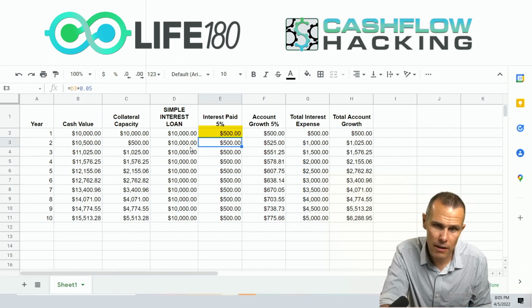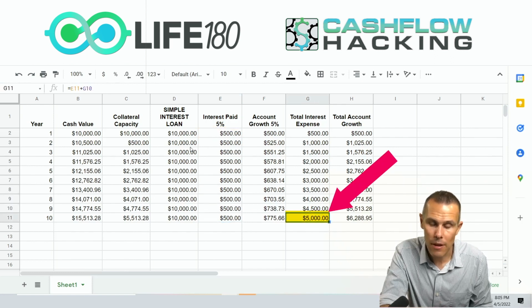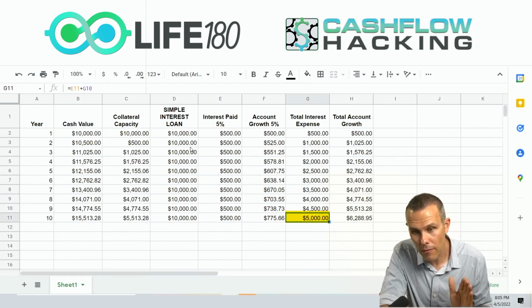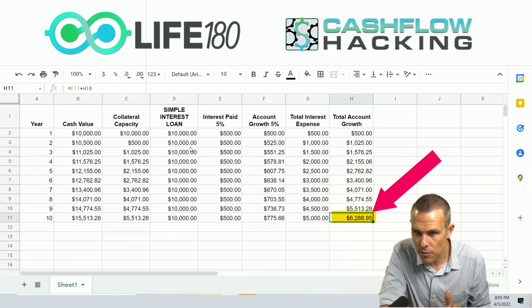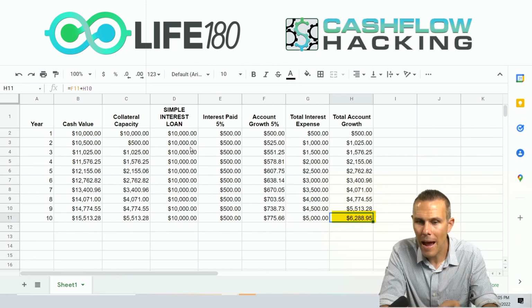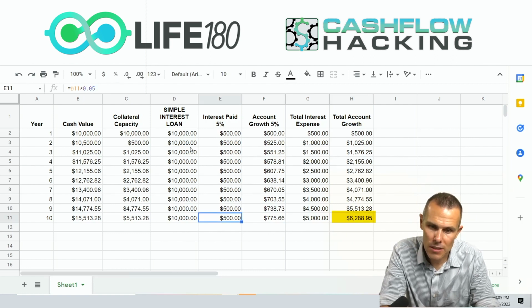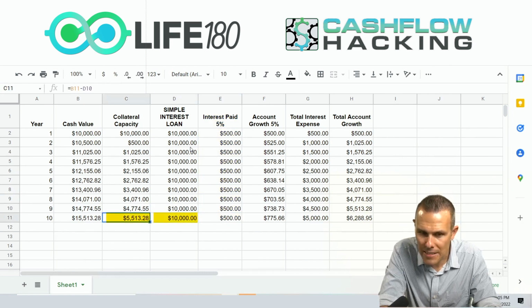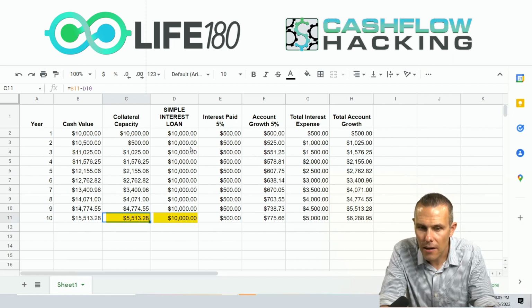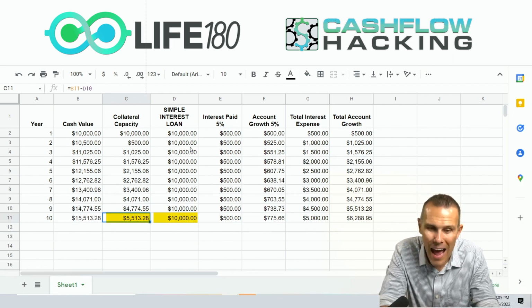The other component here is when we go down here, we can look at the total interest expense that we have without paying down the loan, right? Remember, this is just the principal, to show you that the total interest expense is $5,000 and the total account growth is $62.88. But here's the power of this. You've picked up that interest expense, but I have that $10,000 loan still, and over here my collateral capacity, meaning I could borrow against another $5,500. So I have access to this capital if I need it for more leverage.